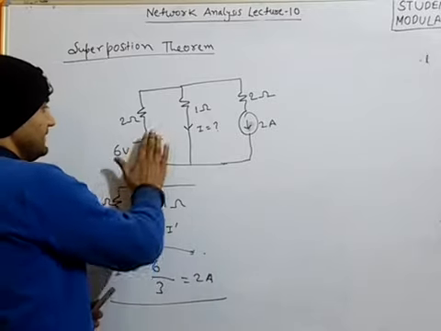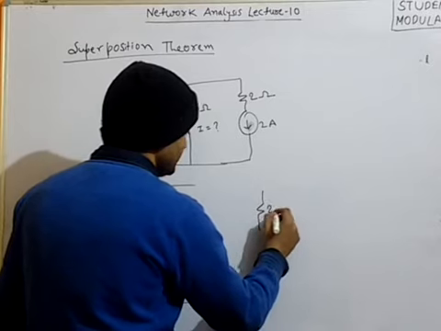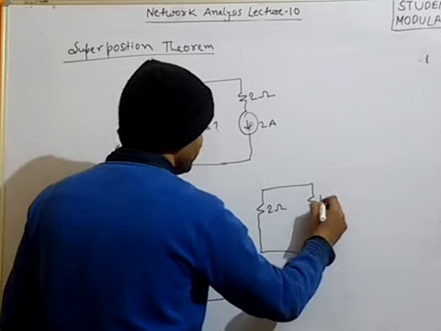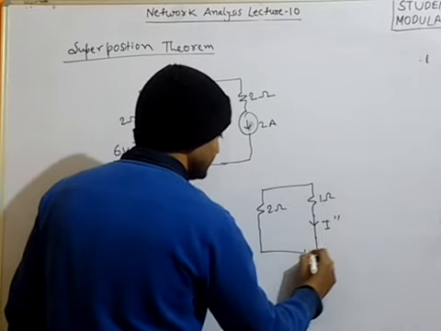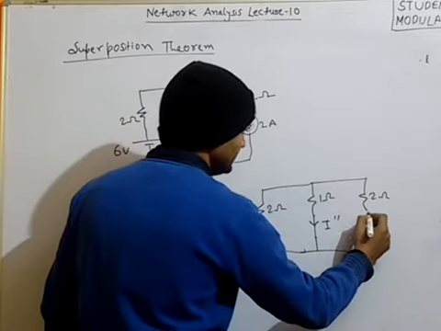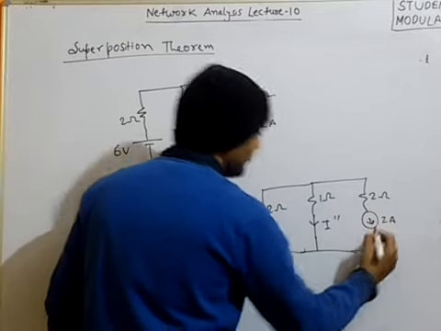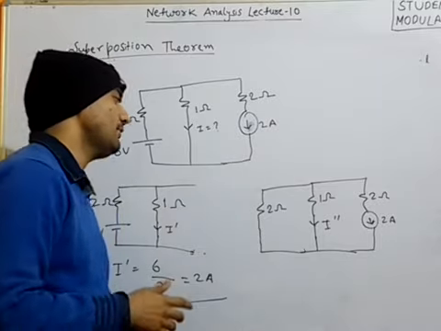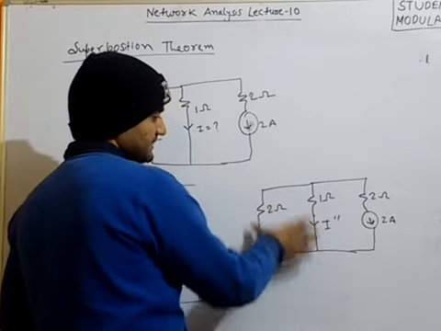Next, what we will do? We will deactivate this. Deactivating a voltage source means short circuiting it. So 2 ohm and it will be short circuited, and the rest we have 1 ohm here, and this time we will assume the current I double dash, and here we have 2 ohm and the 2 ampere current source. Due to this 2 ampere current source, we will try to find I double dash. So how can we find it? The 2 ampere is being distributed in the two branches.